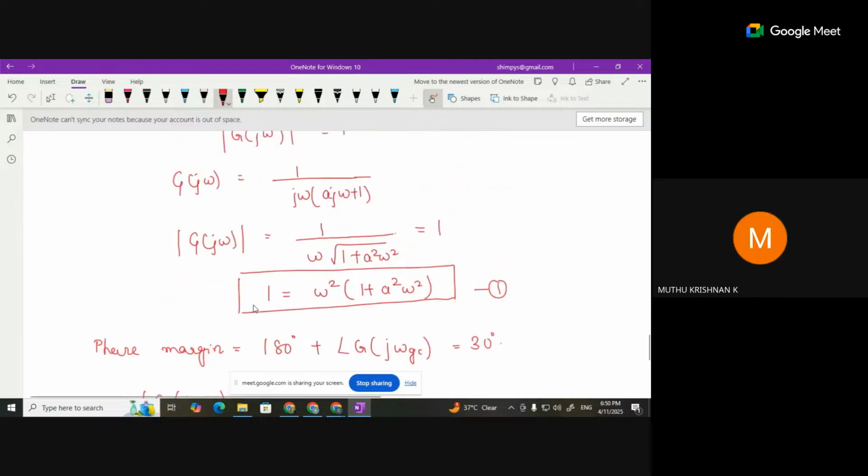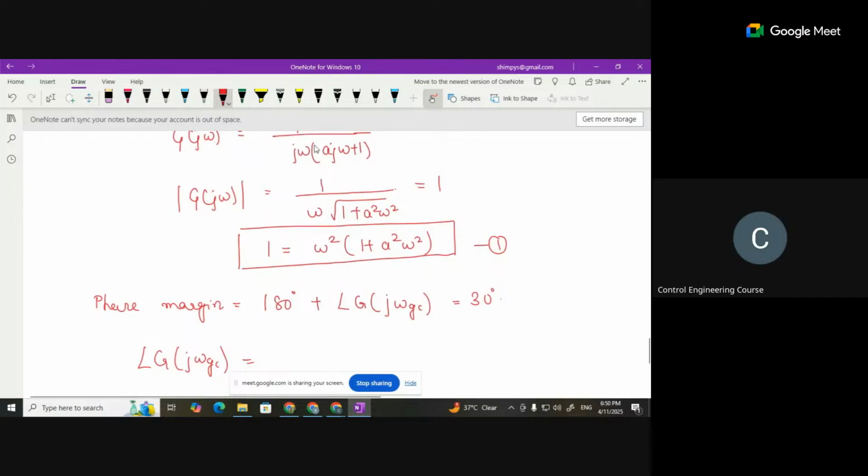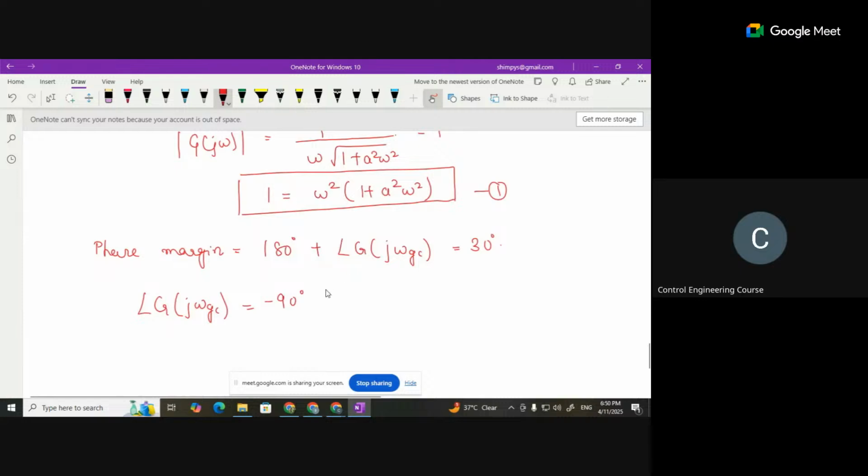See, this is a pole here, right? So it is going to contribute 90 degree. So I can write this as minus 90 degree, right? And this is going to contribute an angle of tan inverse A omega. So this can be written as minus tan inverse of A omega. Correct?